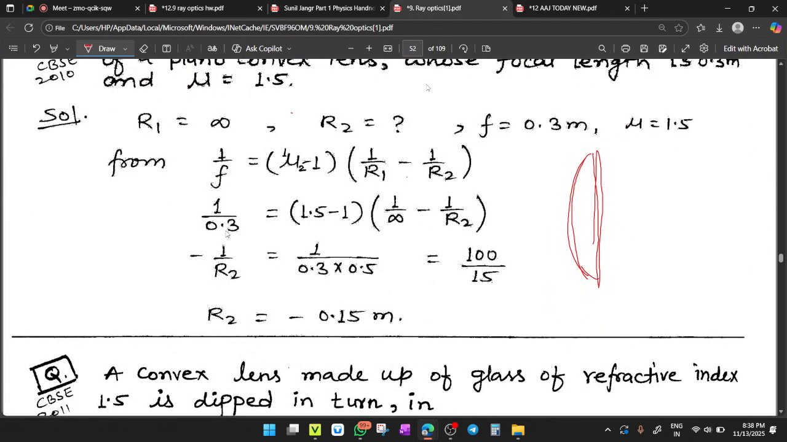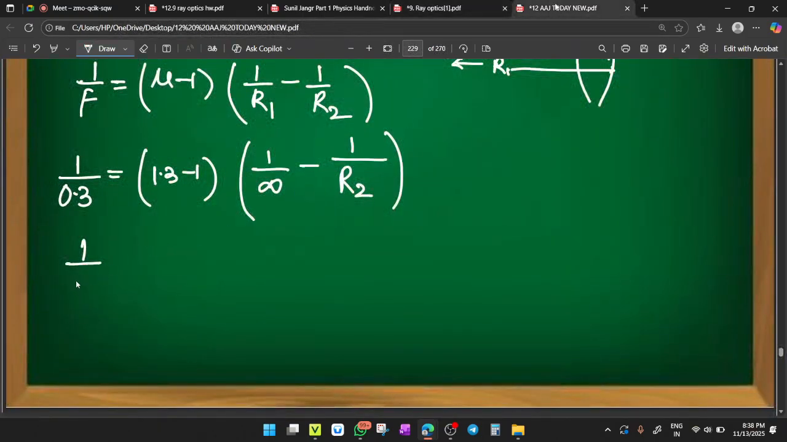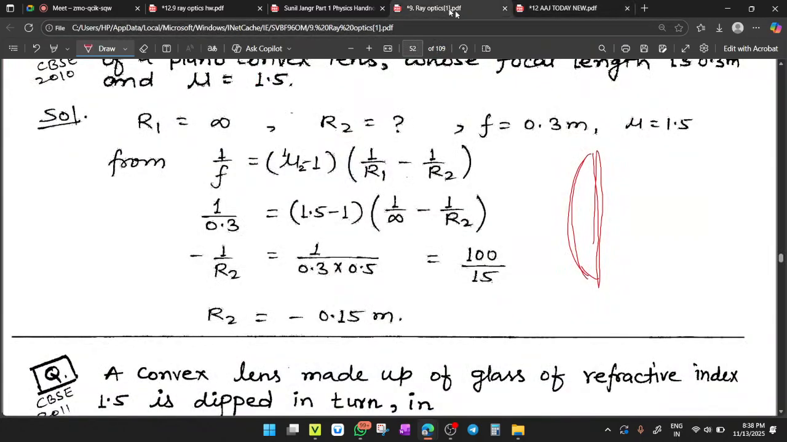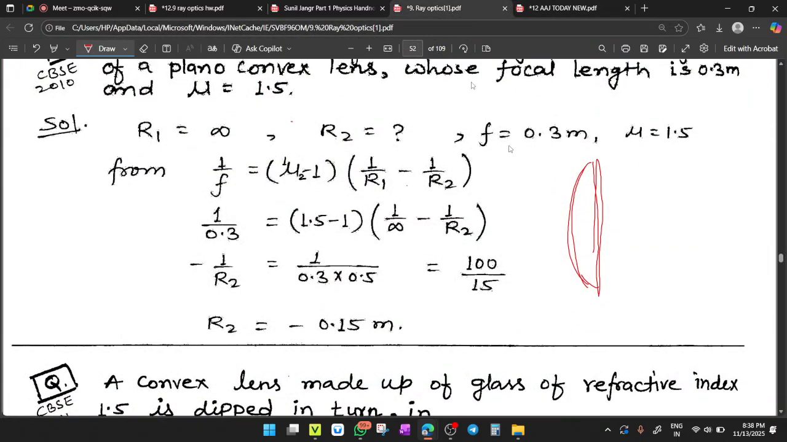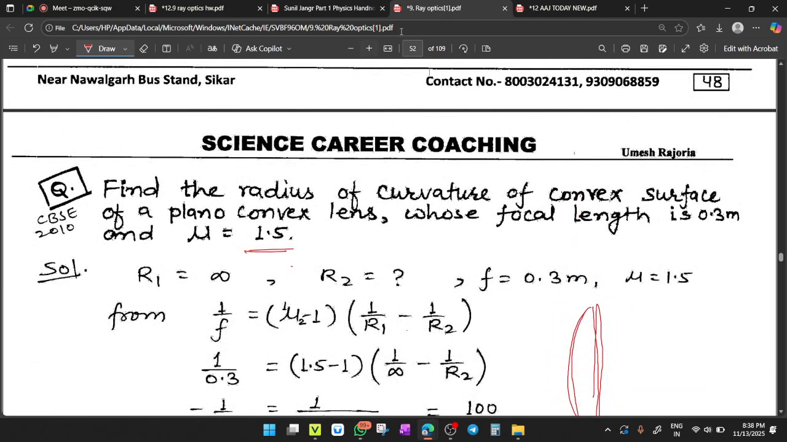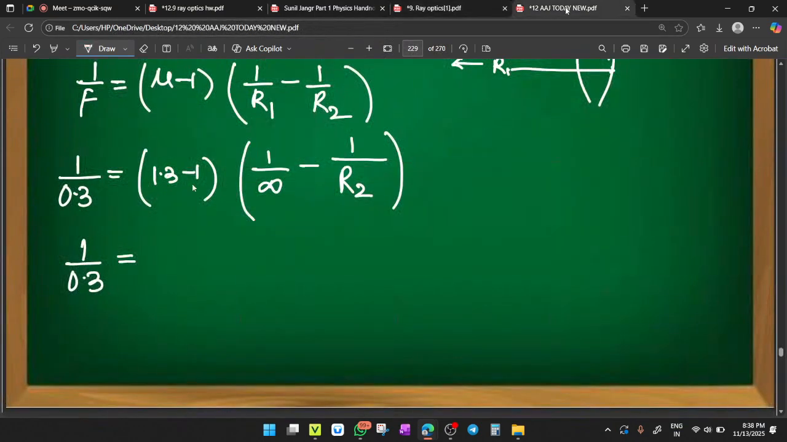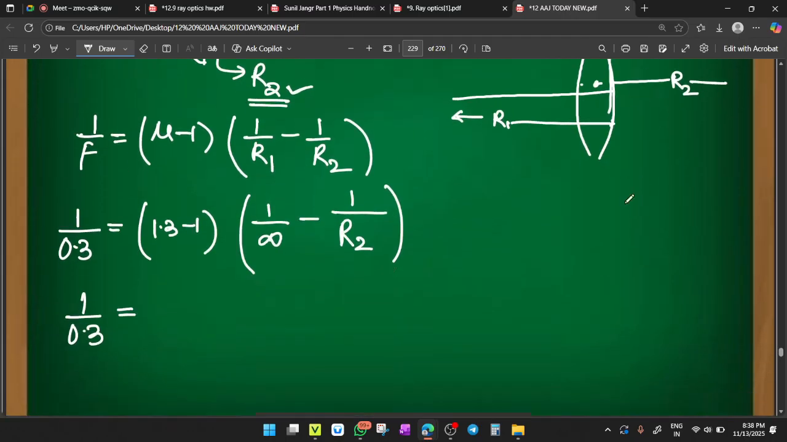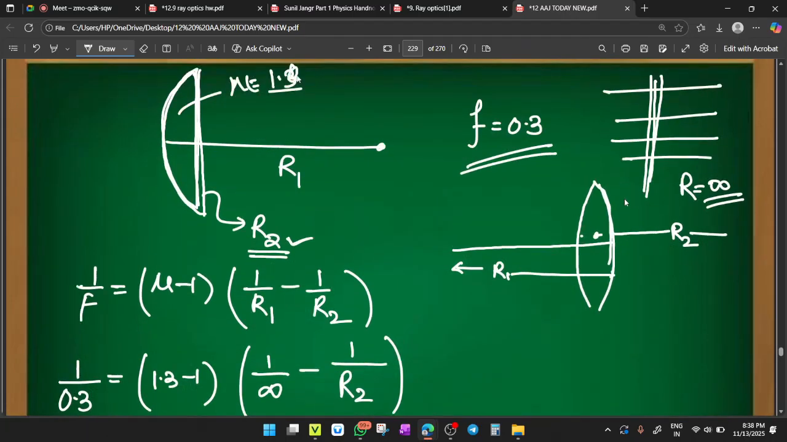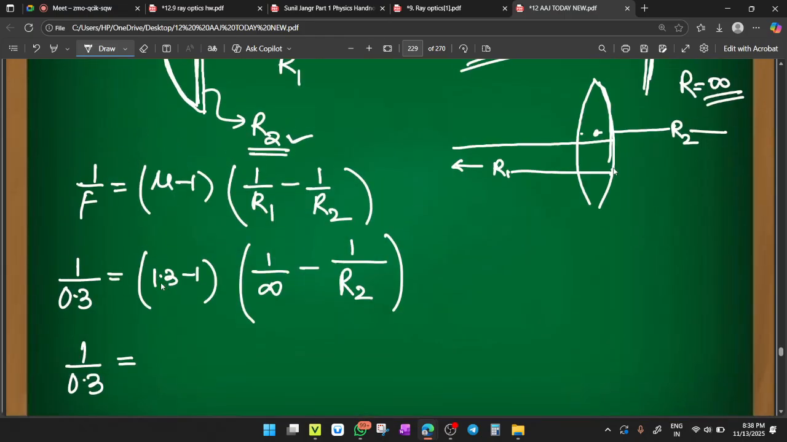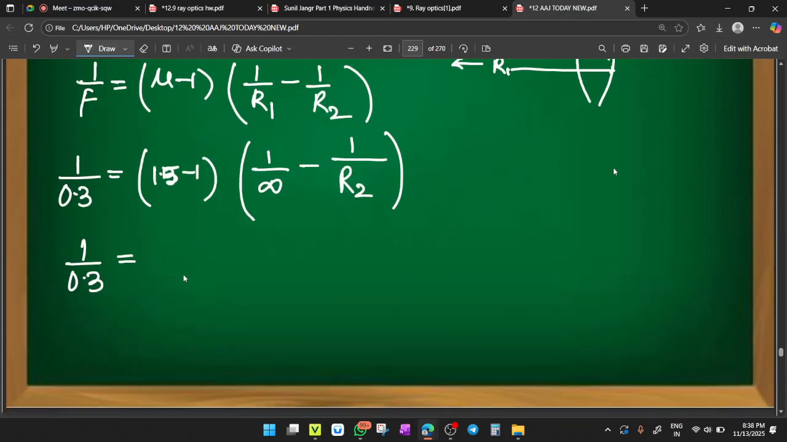Yes, clear. So 1 upon 0.3 equals to 1.5 minus 1. It is 1.5. Yes, I have made a mistake here. We have to take it 1.5. No problem, just change it. So the refractive index is equals to 1.5, it is not 1.3. Okay, the mistake is there. So make it 1.5 minus 1. So it will become 0.5.